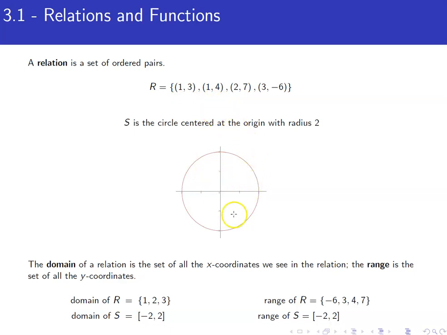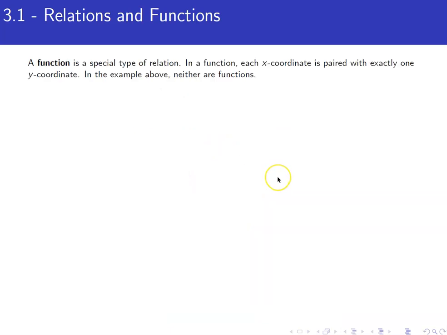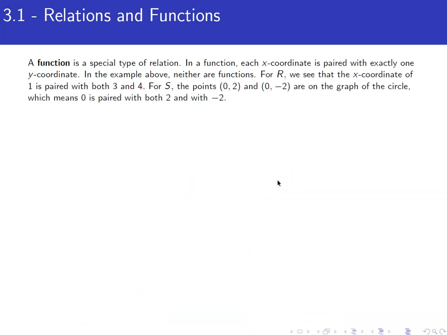Likewise, for the circle, this is also not a function. Notice here for the point at the x-coordinate of 0, there's a y-coordinate of 2 and -2 in the relation. So neither of these two things are functions. And those words are literally what I just said.